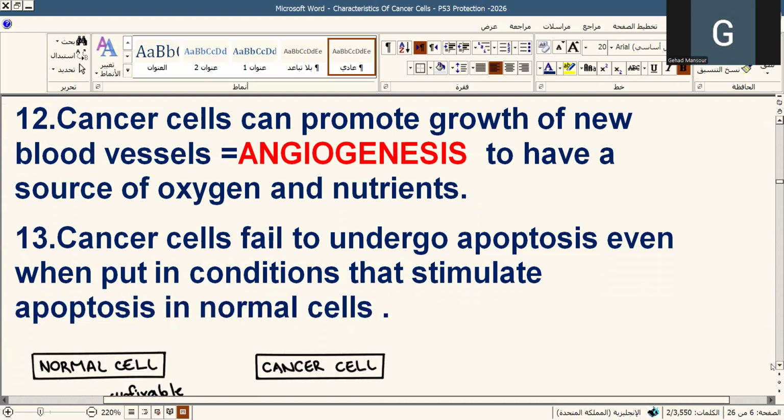Because cancer cells divide very rapidly, they require a huge supply of oxygen and nutrients and energy.